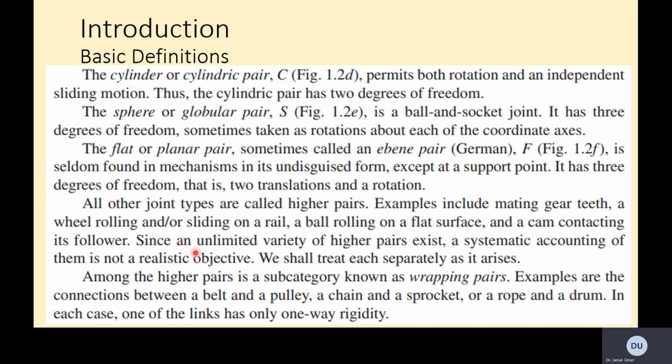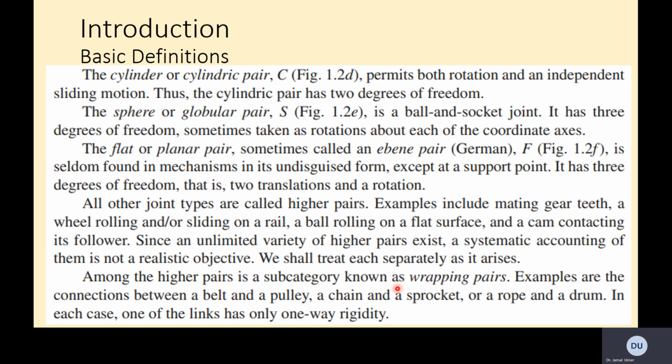Since an unlimited variety of higher pairs exist, a systematic accounting of them is not a realistic objective. So that's why it is not nice to classify higher pairs. That's why just the lower pairs are being classified, and we will do the analysis. For higher pairs, since an unlimited variety is available, a systematic counting is not available.